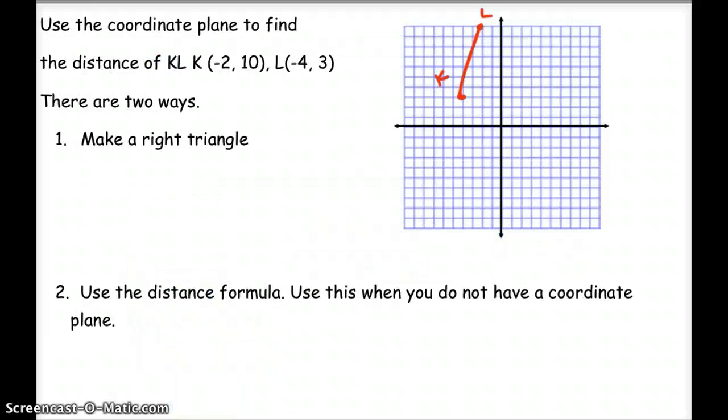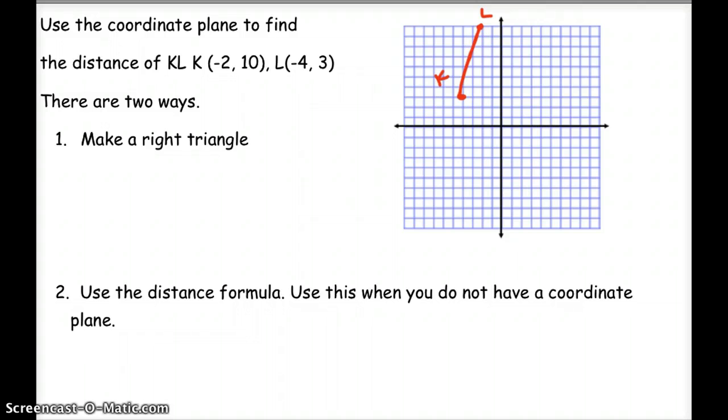Let's take a look at our next example. It says use the coordinate plane to find the distance of KL, given K is (-2,10) and L is (-4,3). I already have my K and my L plotted. Why don't you pause the video and take a minute and go ahead and plot K and L.